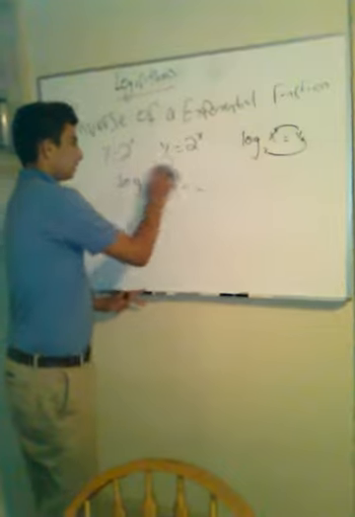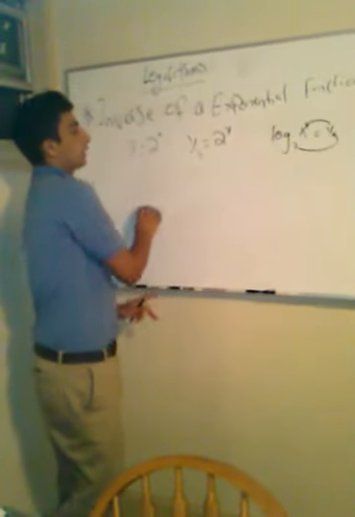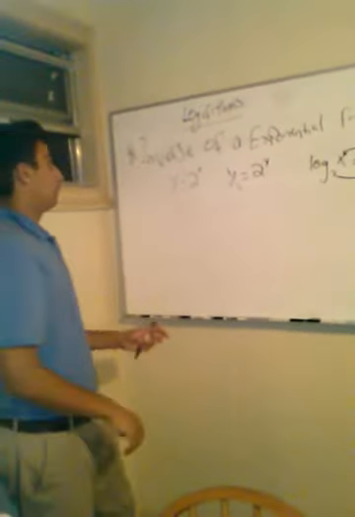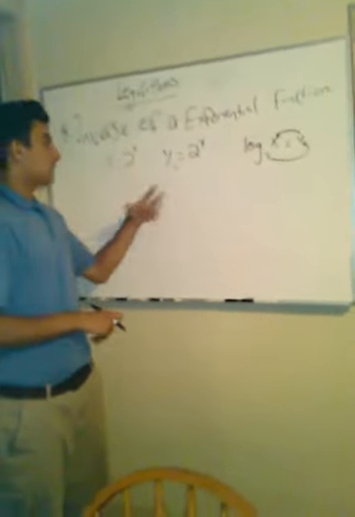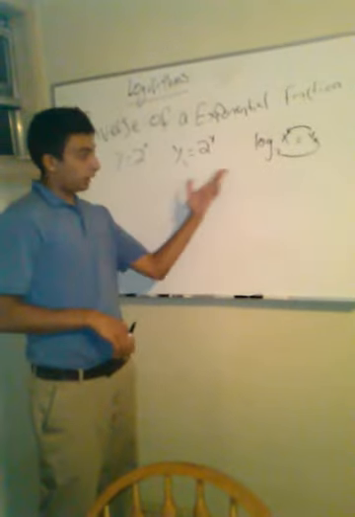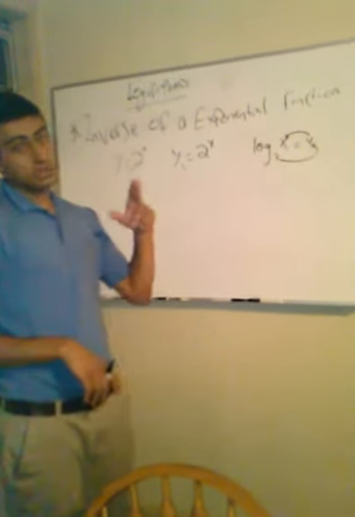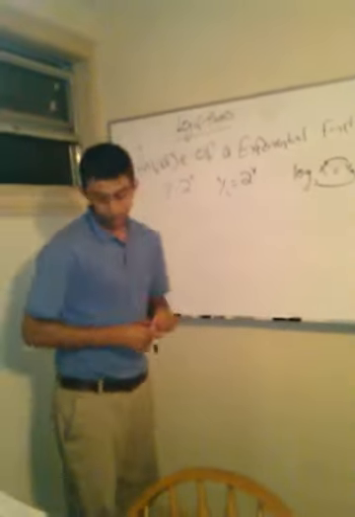So as you realize, it's a pretty simple concept doing logarithms. You just have to understand that it's the inverse of an exponential function. Like y equals 2 to the power of x, then x equals 2 to the power of y, and y equals log of x with a base of 2.